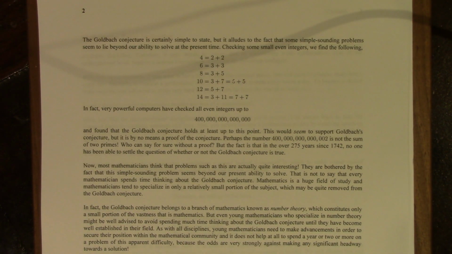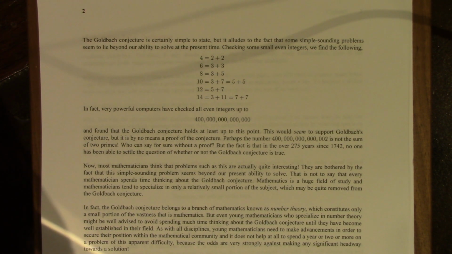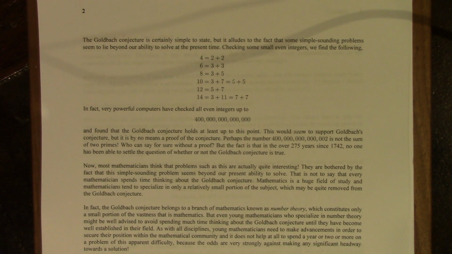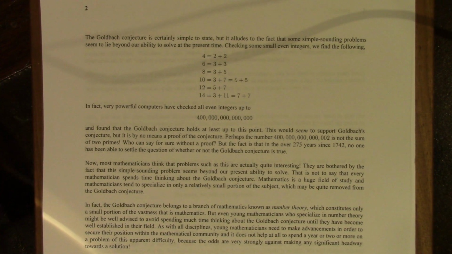Certainly, the Goldbach conjecture is very simple to state, but it alludes to the fact that some very simple sounding problems seem to lie beyond our ability to solve at the present time. Many very brilliant people have thought about this conjecture, especially considering the $1 million prize, yet no one has been able to find a solution one way or the other.